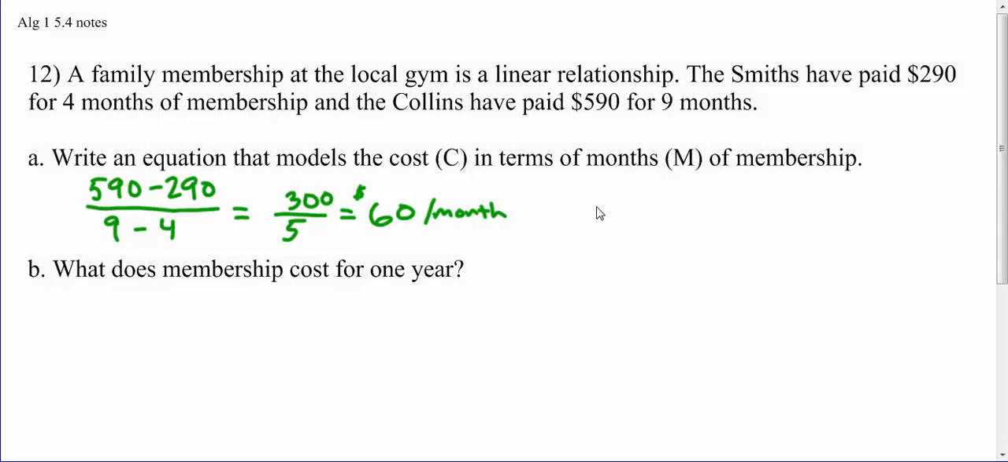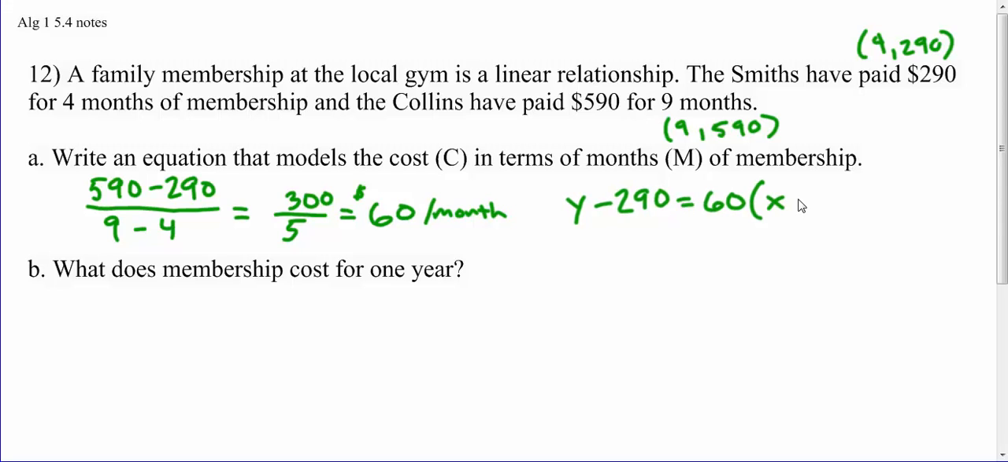So I'm going to use the ordered pair, and you have to think about these as ordered pairs. 4 and 290 is one of the ordered pairs, and the other is 9 and 590. 9 months is $590. 4 months is $290. So what I'm going to do here is actually pick one of them. I'll choose the smaller of the two and plug it in. So y minus 290 is equal to 60 times x minus 4. Using that point slope again.